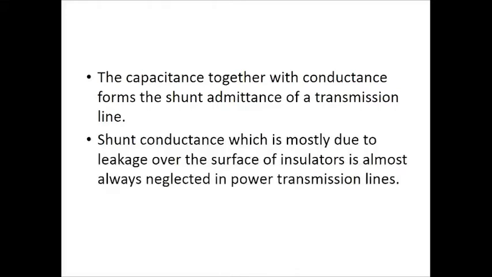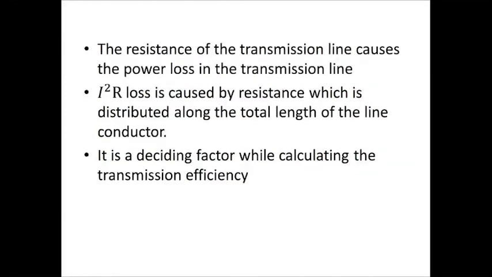Shunt conductance, which is mostly due to leakage over the surface of insulators, is almost always neglected in power transmission lines. The resistance of the transmission line causes the power loss in the transmission line. I squared R loss is caused by the resistance which is distributed along the total length of the line conductor. It is a deciding factor while calculating the transmission efficiency.